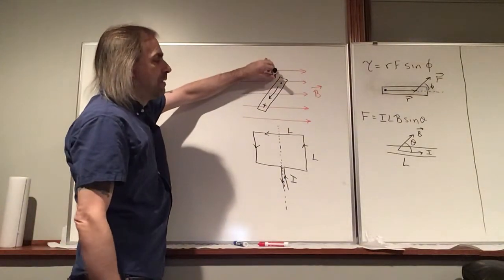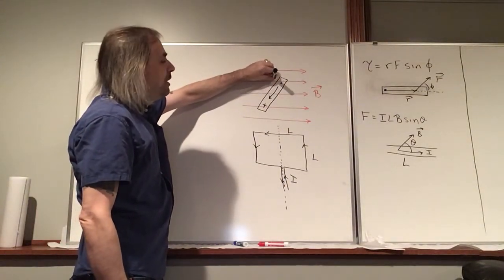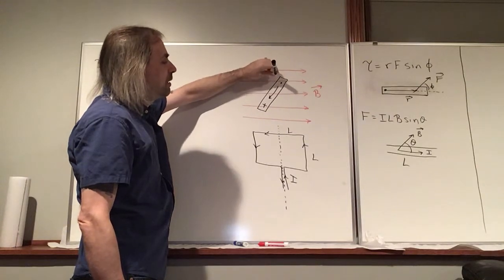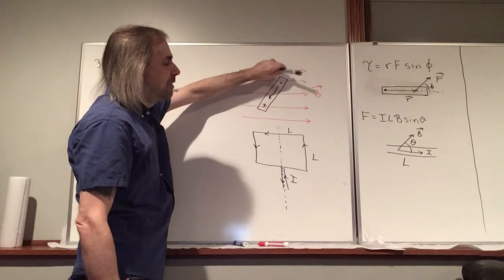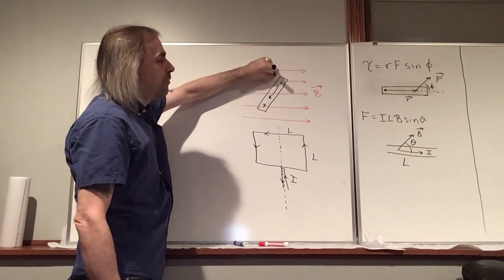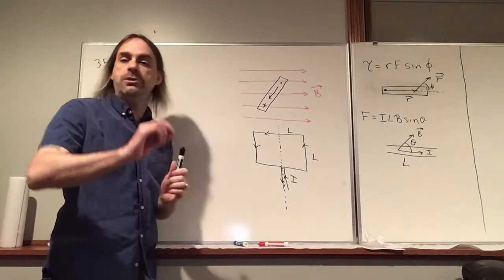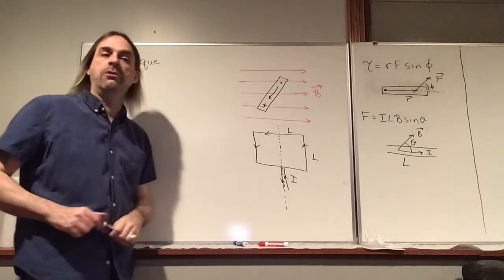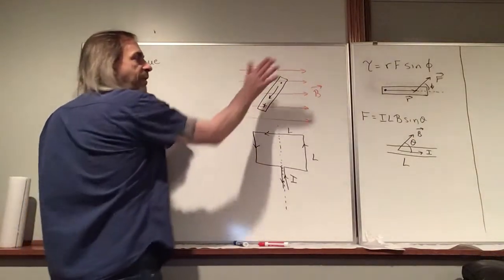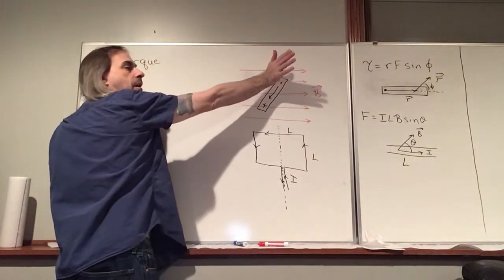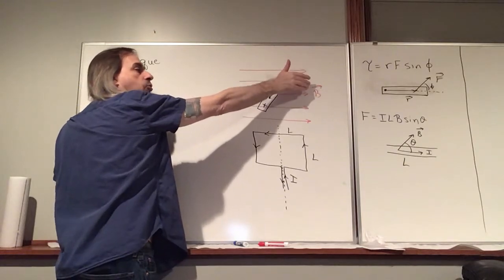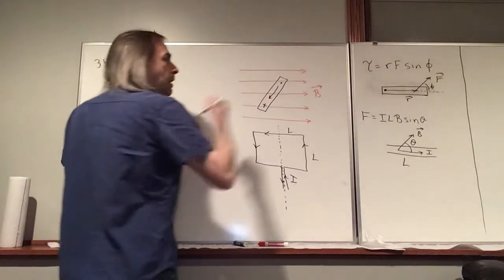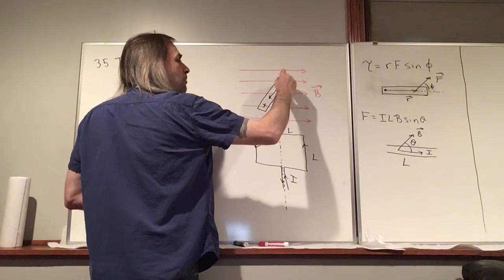It's coming out of the board, and the magnetic field is in this direction. In our right-hand rule for a wire, we picture the wire as positive charges moving in the direction of the current. If you put your fingers in the direction of the current and curl towards the magnetic field, there's going to be an upward force.